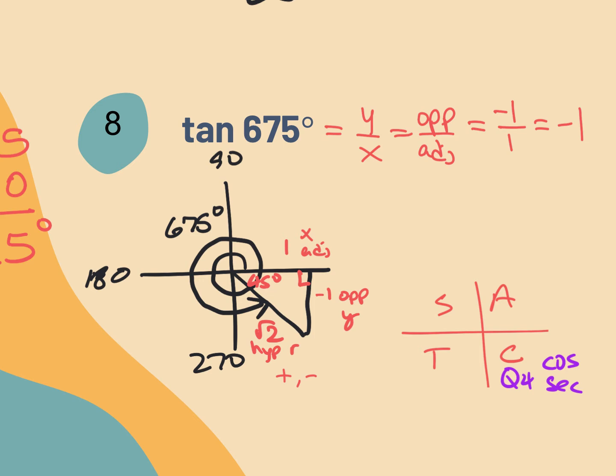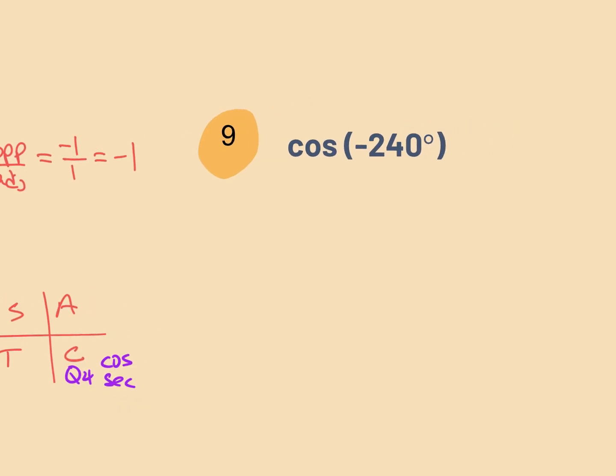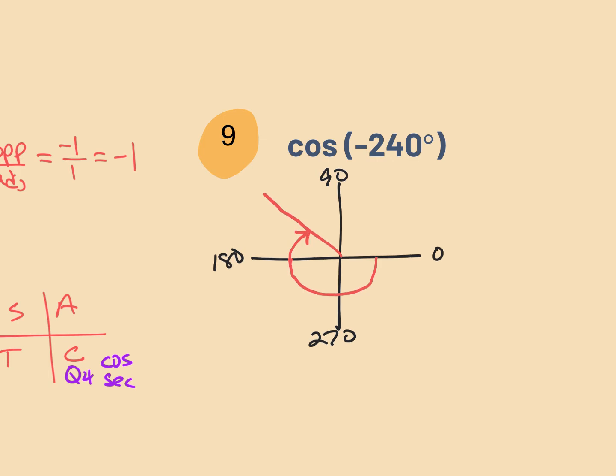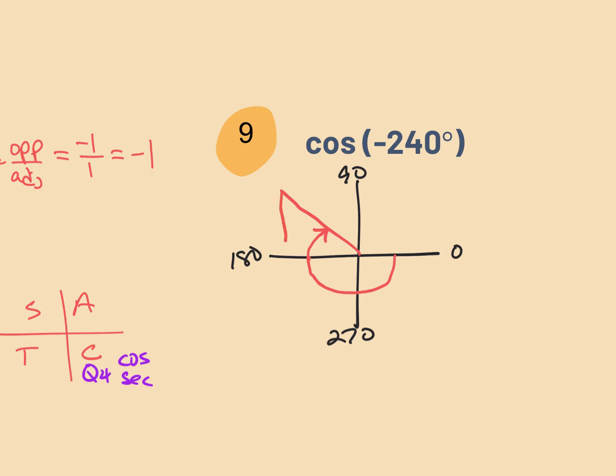Let's try number 9. Let's draw this. It's a negative angle, so this time I'm going to go clockwise. I've got 0, 90, 180, 270. So what I'm going to do here is come around, 90, 180. Now to get to -240, I need to go 60 degrees more. This is my reference angle, because this is what it's going to take to get back to the x-axis.